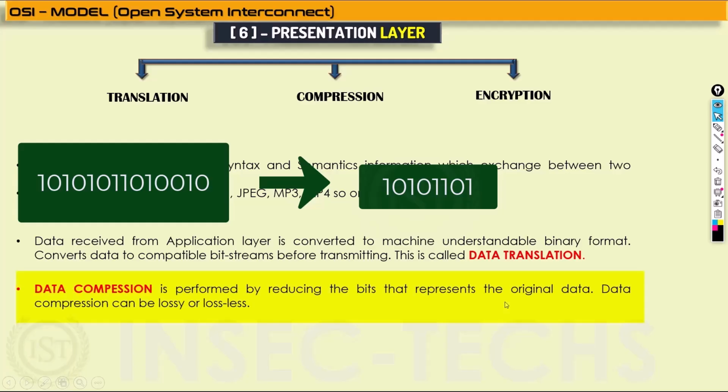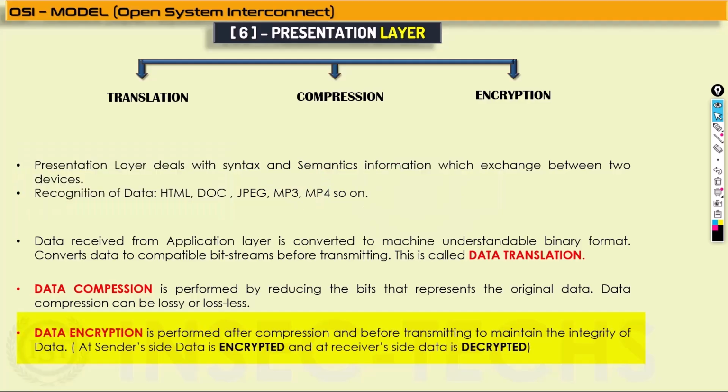Data compression is highly useful in video processing because the size of data is reduced and can stream very fast, and this data compression could be lossy or lossless. The next function of presentation layer is encryption. So after compression and before transmitting to the further layer, the data is encrypted to maintain the integrity of data.